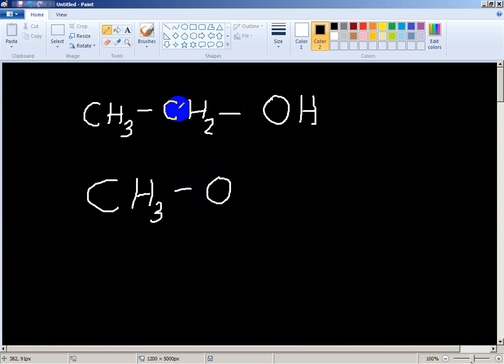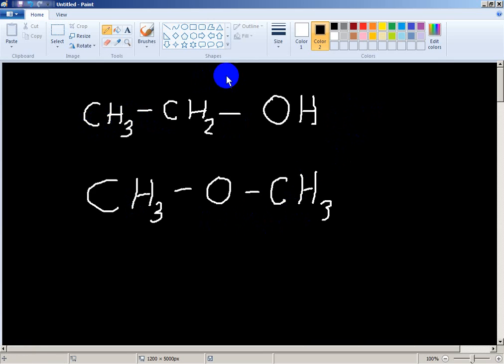What is the name of this compound? The IUPAC name? Yes, ethanol. Okay, this is ethanol, or this is an ether, dimethyl ether. Look, what is the molecular formula?